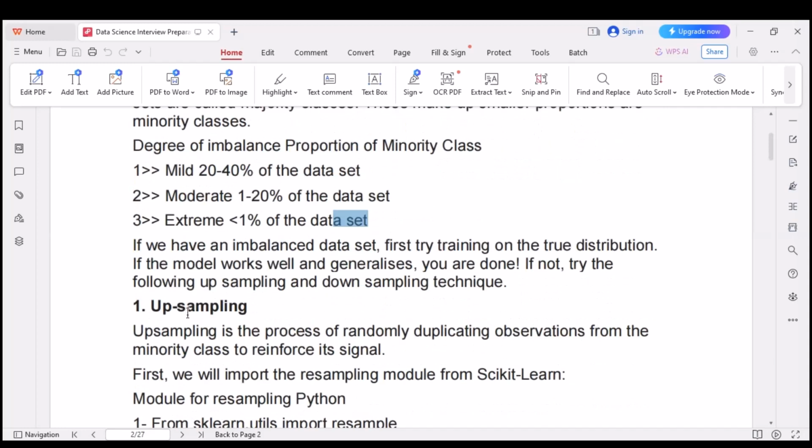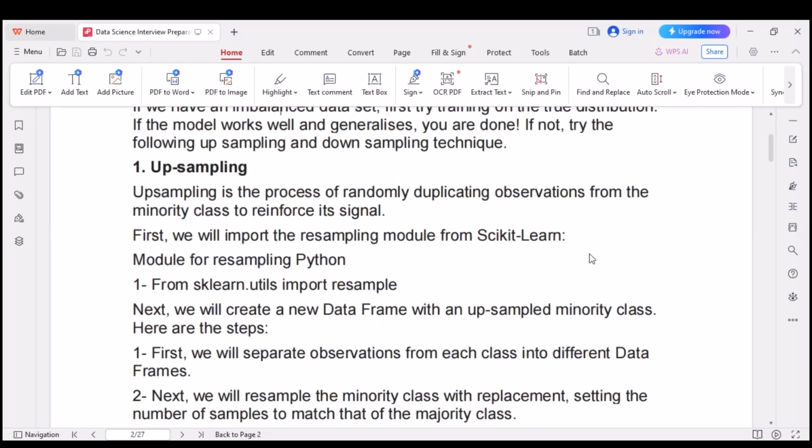If we have an imbalanced data set, first try training on the true distribution. If the model works well and generalizes, you are done. If not, try the upsampling and downsampling techniques. Upsampling is a process of randomly duplicating observations from the minority classes to reinforce its signal. First, we import the resample module from scikit-learn, the module for resampling in Python.